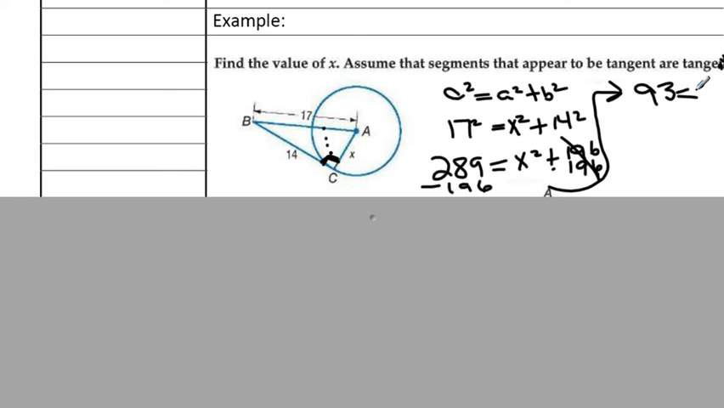That equals x squared. So we'd go ahead and take the square root of both sides. So we get x is approximately, I'm going to round to the nearest tenths on this one. So x is approximately 9.6.